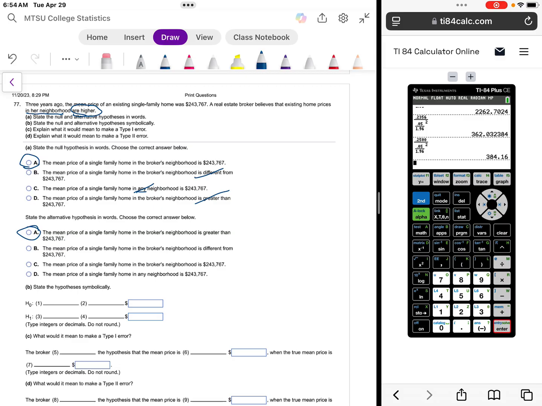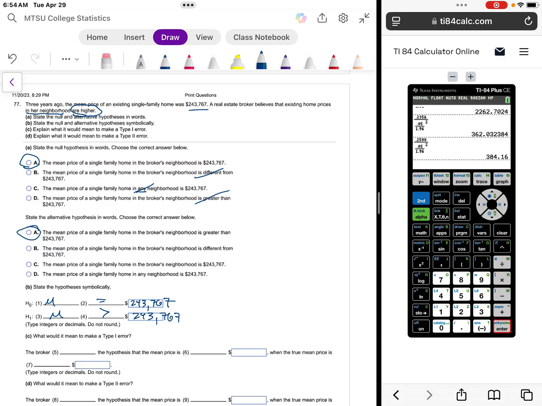Now they want us to list this symbolically. So again, we are dealing with not percentages. We're dealing with the mean price. So that means I've got to use mu. So mu is equal. Sorry, let me get rid of that squiggly. Mu is equal, and then our mean price of 243,767. That's the same number. It's got to be used twice. Can't change up numbers. And then mu again, and then greater than is our symbol on that one.